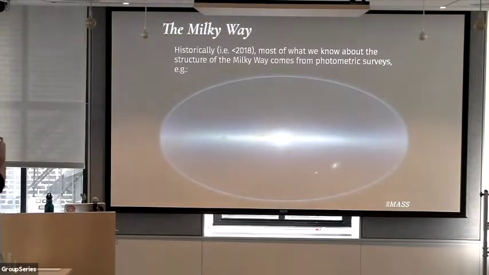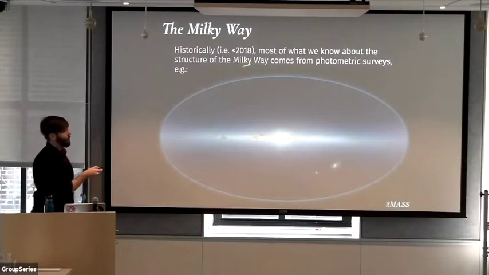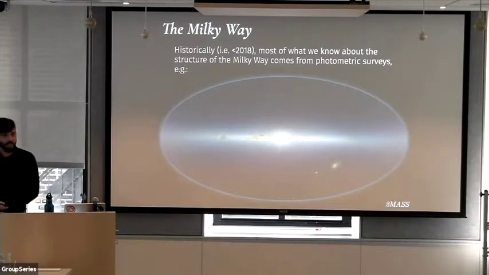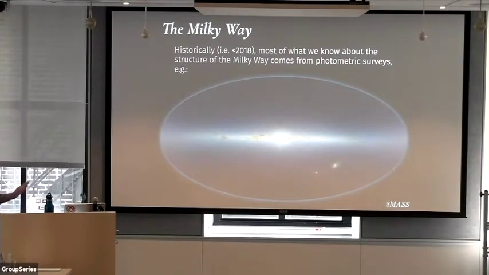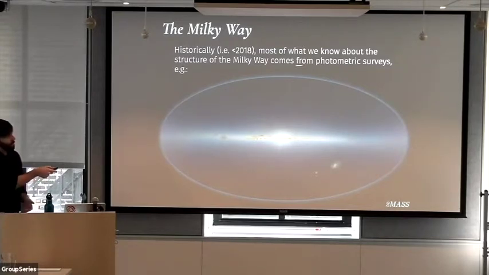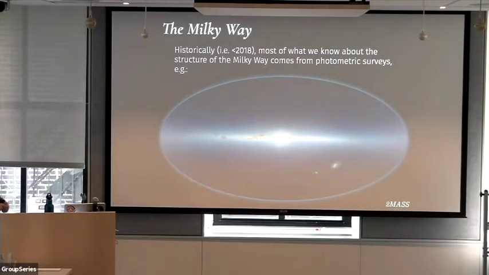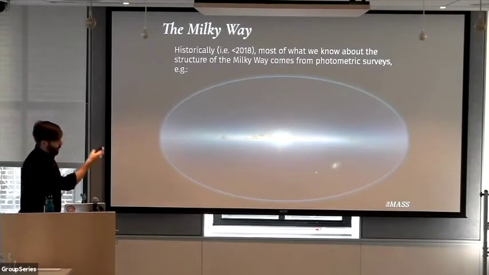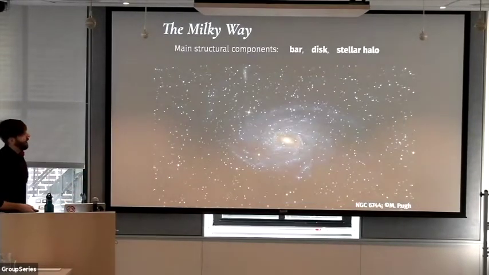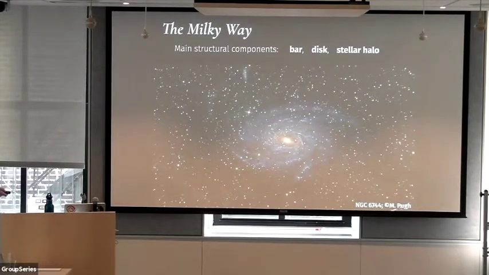Historically, and I would say before April 2018 or so, most of what we've come to learn about the structure of the Milky Way, the different components of the galaxy, has come from purely photometric surveys with some sparser follow-up from spectroscopic surveys that give us some idea of the kinematics, but very sparsely traced throughout the galaxy. From photometric surveys, we think that the Milky Way looks something like this galaxy, NGC 6744.